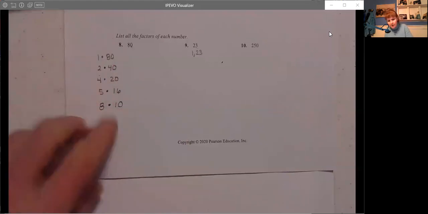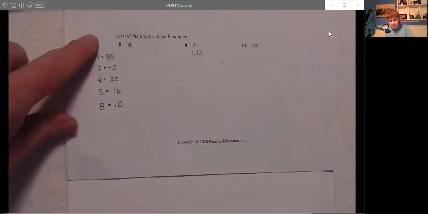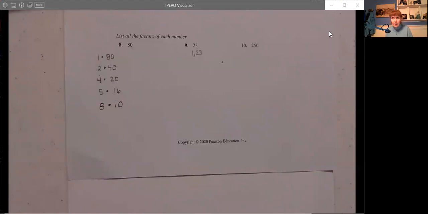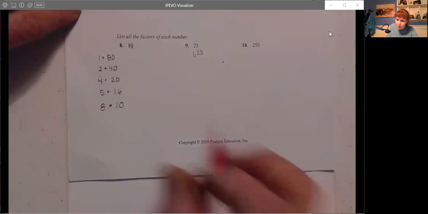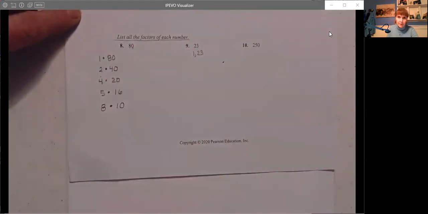So those would be the factors. You would just list them. You would list 1, 2, 4, 5, 8, 10, 16, 20, 40, and 80. It's a little time consuming, but it can be done if you just want to do it this way. And I don't think I gave you that many of them, so you should be okay. So that's how you list all the factors of a number.